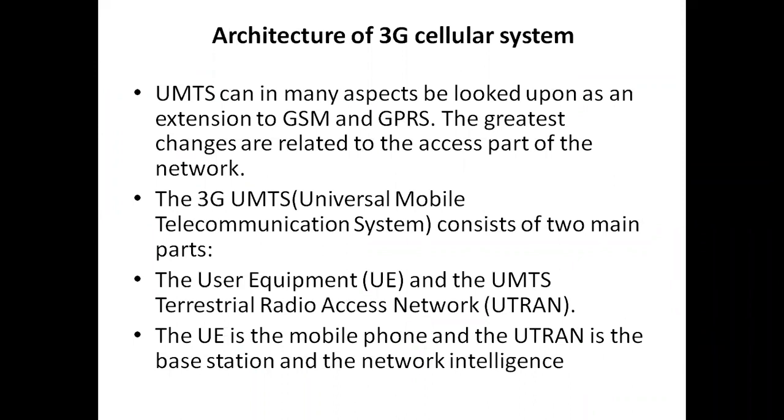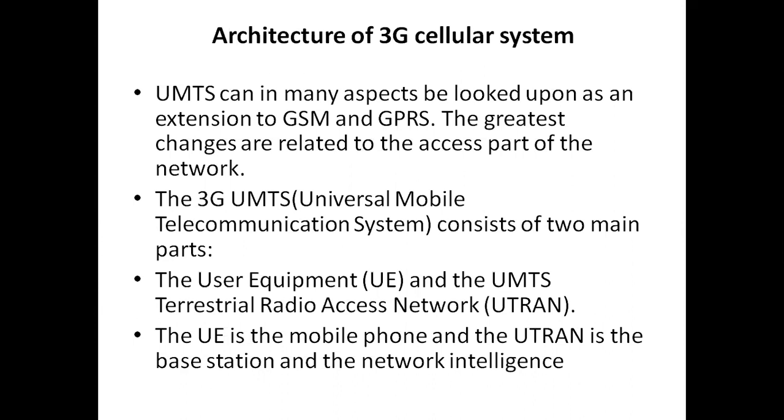The greatest changes are related to the access part of this network. Here the 3G UMTS consists of two main parts. One part is user equipment, or UE, or we can also call it our mobile system. In GSM, we call it the mobile station. The mobile station consists of mobile equipment and SIM, the subscriber identity module. This topic we have already covered.